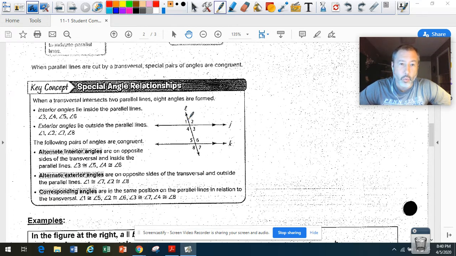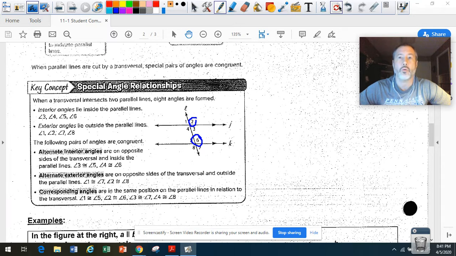Let's look here at angle 1. I have angle 1 here. That is an exterior angle on line J. Well, let's go with an interior one on the same side as the transversal, but is now inside. Look at 5. 5 is right here. So angle 1 and angle 5 are congruent also. We call those corresponding angles. Let's look at some other ones. 2 and 6 are corresponding angles also.